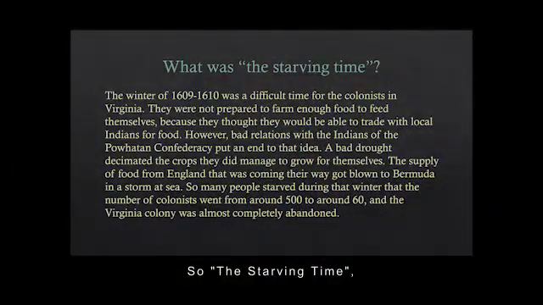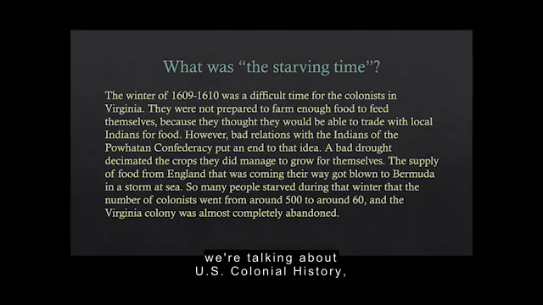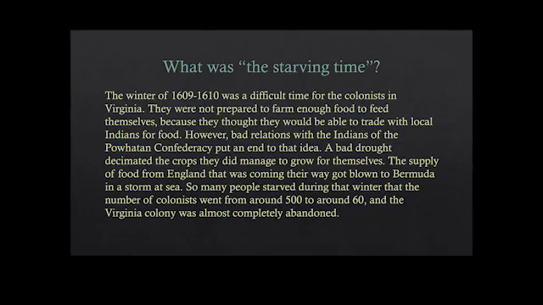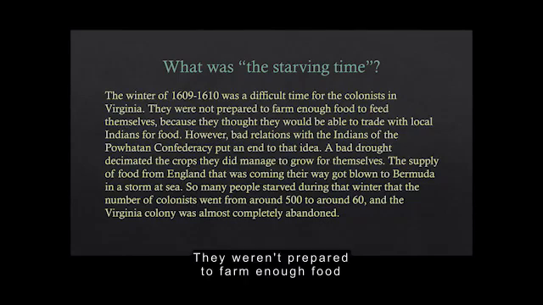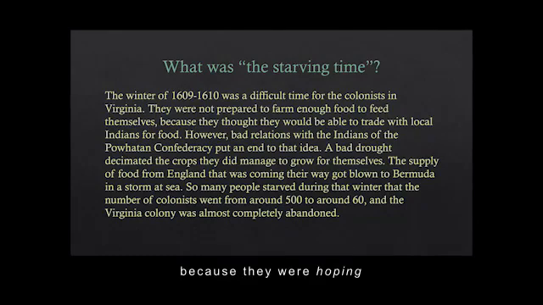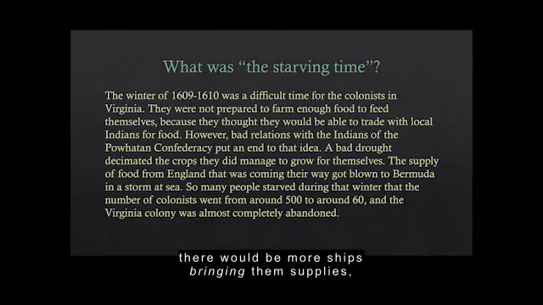So the starving time, we're talking about U.S. colonial history. We're talking about the first English colony, Jamestown in Virginia. So we're looking at the winter of 1609 to 1610. And this is one of the first contingents of colonists. They were not prepared to farm enough food for them because they were hoping that there'd be more ships bringing them supplies. And they were hoping they'd be able to trade with the Indians.